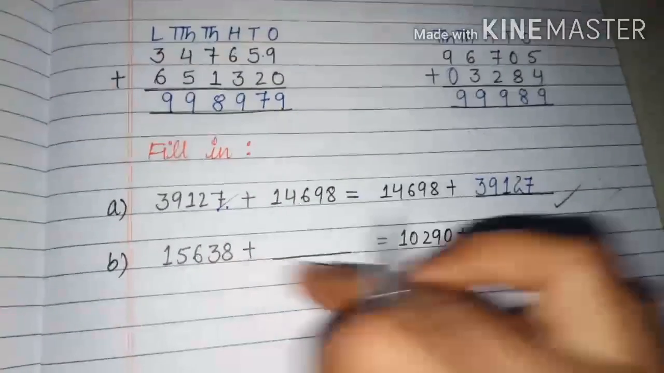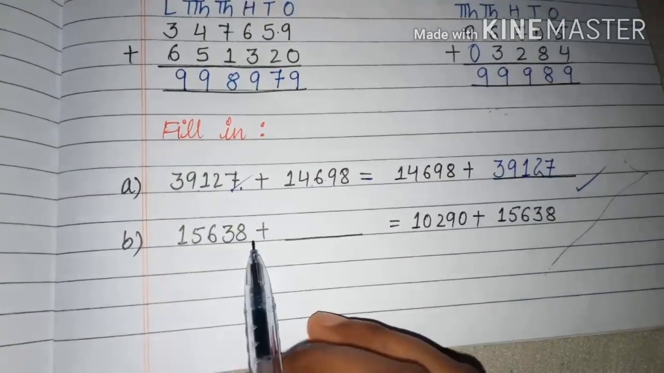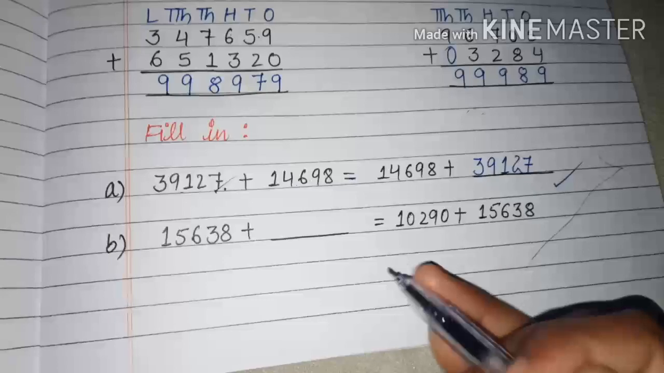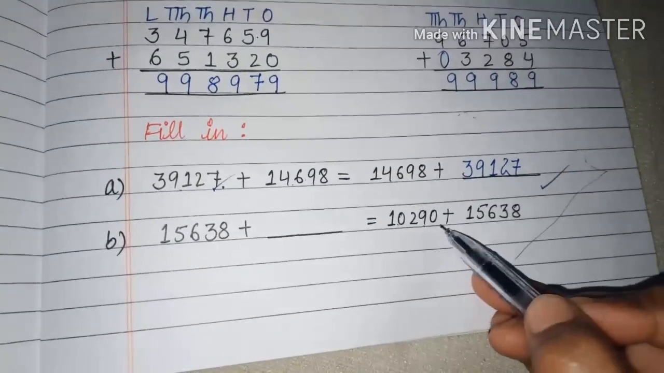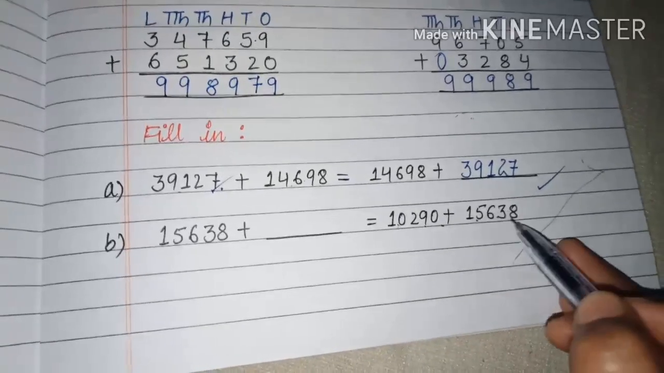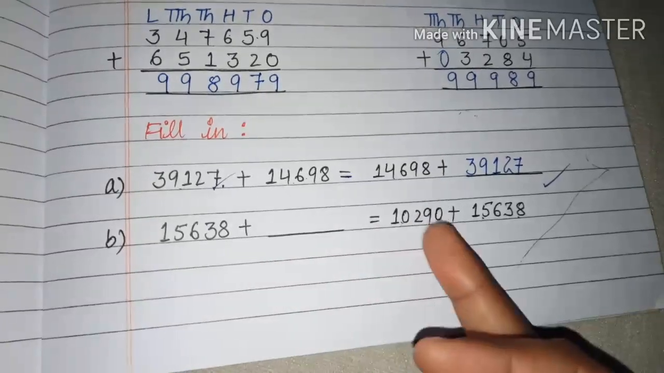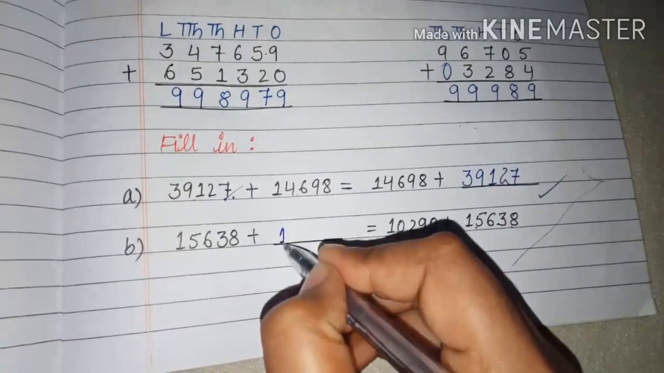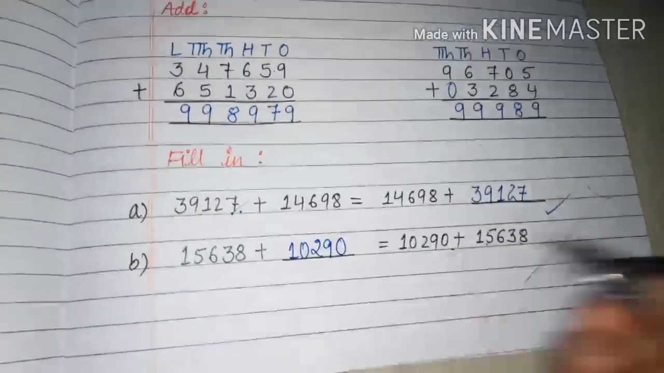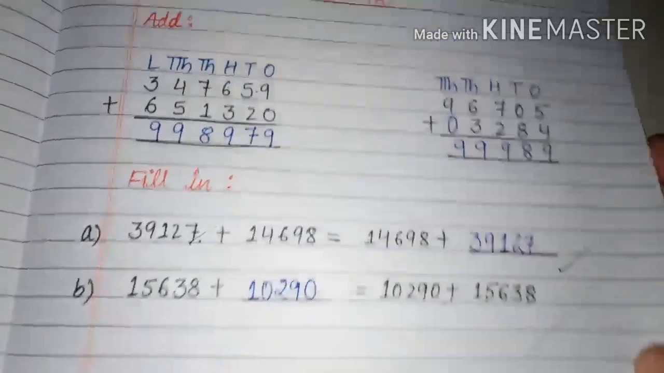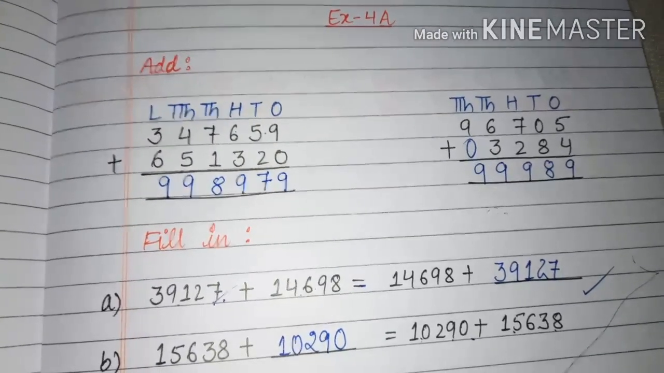Okay, now second question you all can think in the same manner. 15,638 plus dash, but on the right hand side of equals to what you have, 10,290 with 15,638. So what is missing on the left hand side? 10,219. So without doing any further calculation you all can write this number, right? In the same manner you can do all the exercise questions which are given in your exercise.